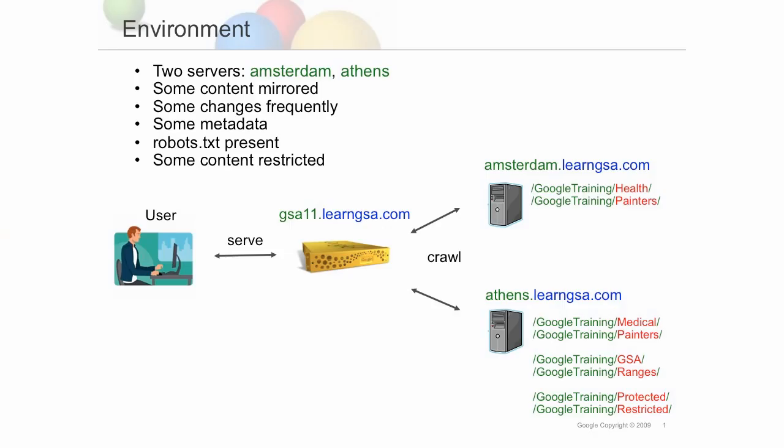That's it for this tutorial on basic crawl and serve. In this demonstration, we crawled 2 web servers, Amsterdam and Athens. Some of them had unique content, some of them had mirrored content. Some of the content changed frequently, some of the content had metadata, some of the content was blocked by a robots.txt file, and some of the content was secured by credentials. Then we ran some test searches, and we saw how to troubleshoot some of the issues using the crawl diagnostics, real-time diagnostics, running basic searches and searches with the info and link search operators, and exporting the URLs. For more details, see documentation or additional training, including this tutorial's corresponding concepts tutorial.